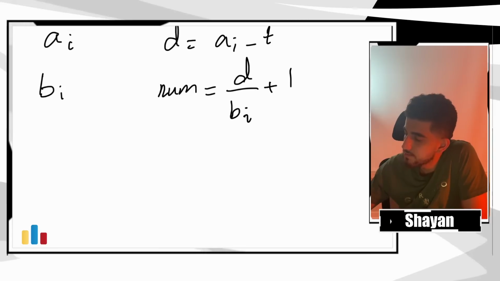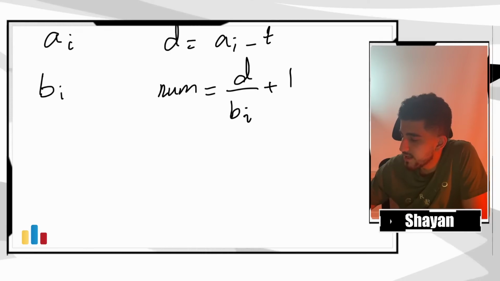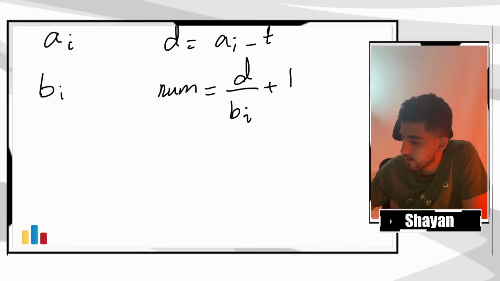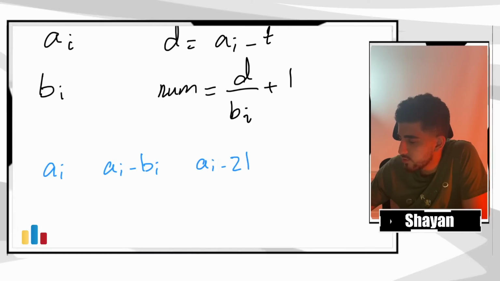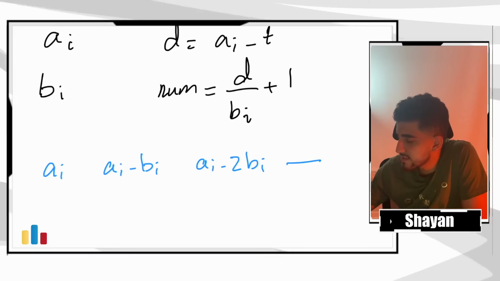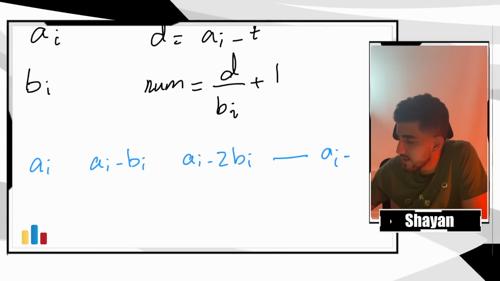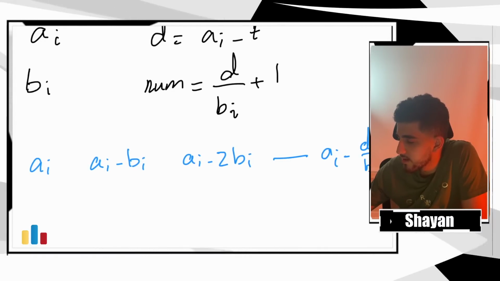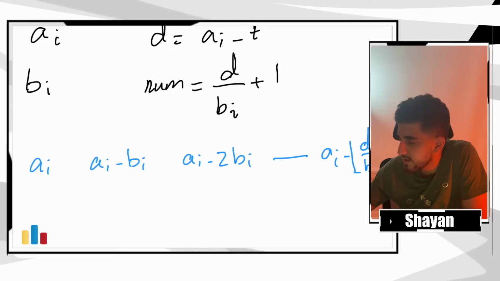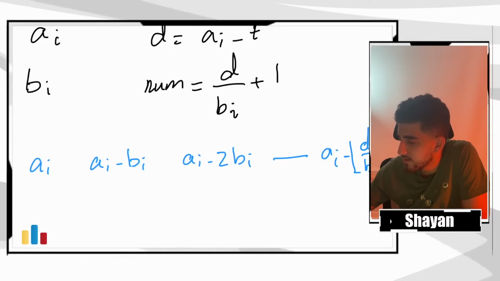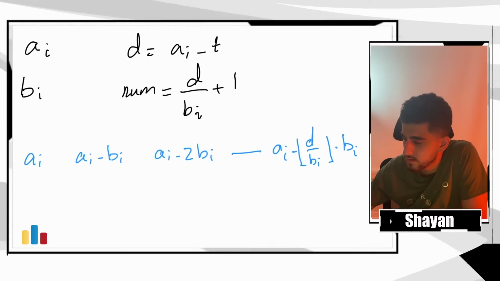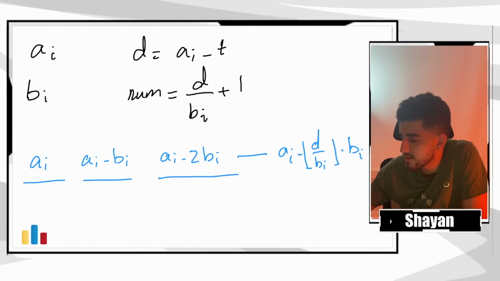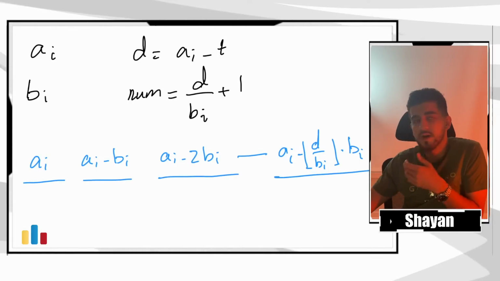Because the first time I can do the operation I get ai, the second time I get ai minus bi, the third time I get ai minus 2bi, and the last time I get ai minus floor of d over bi times bi. So these are the numbers that I'll get, and I should add all of them to my total sum.